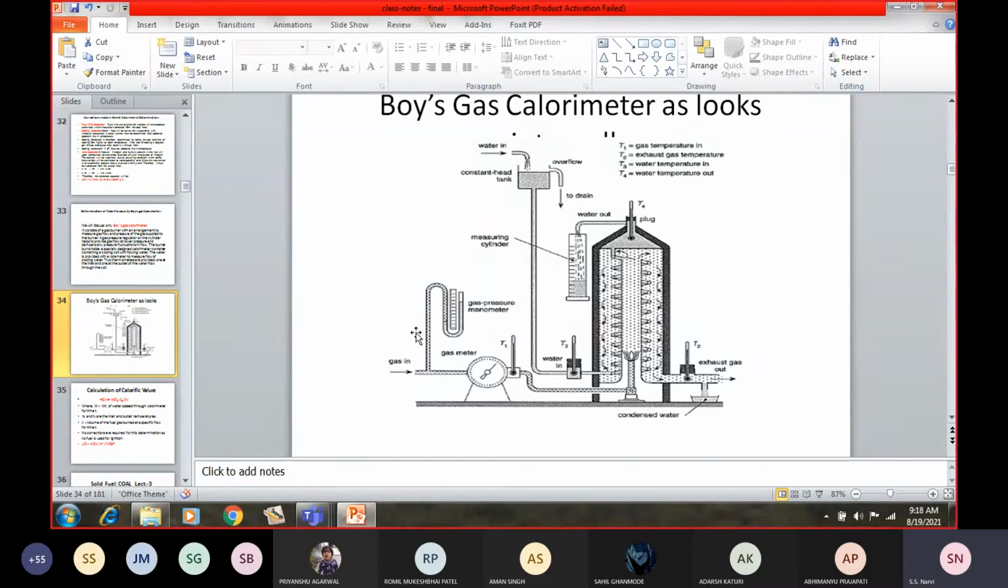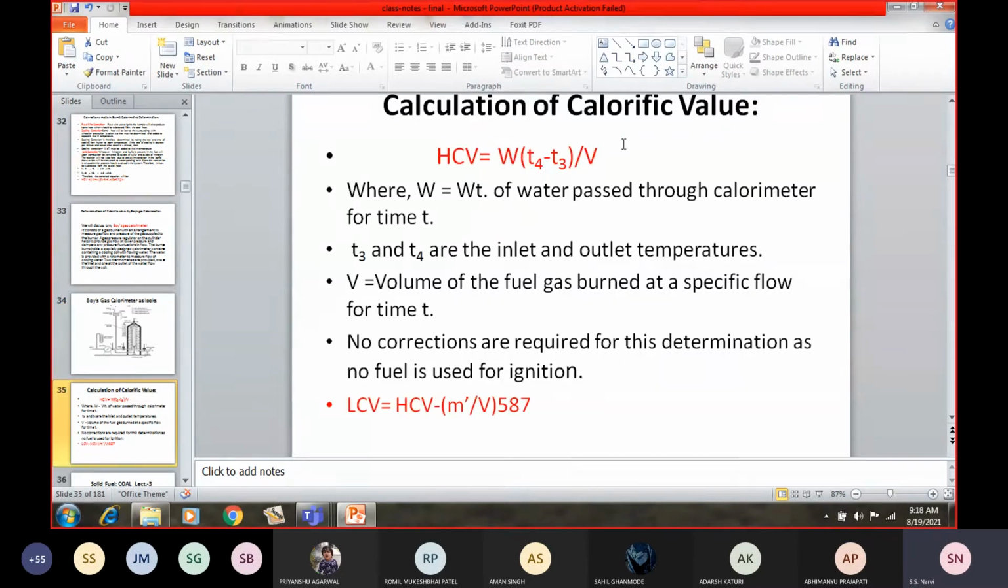The difference of the pressure will give you the volume of the gas which has been burnt for this time period, isn't it? So that volume of gas which is burnt for a time period t is given here in the denominator. So HCV is equal to W into T4 minus T3 divided by V. So this is here.